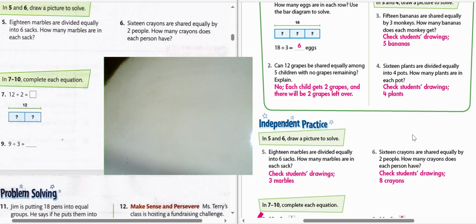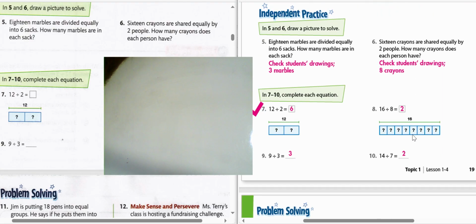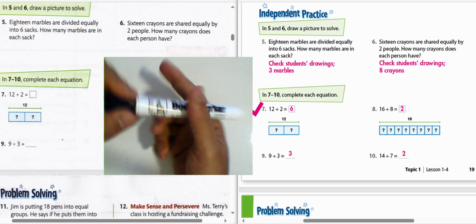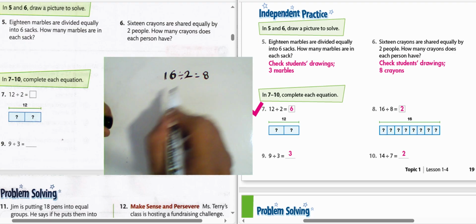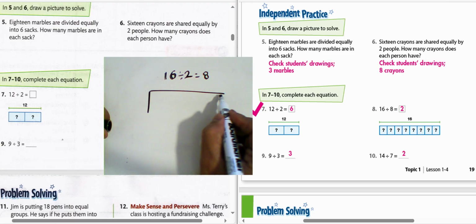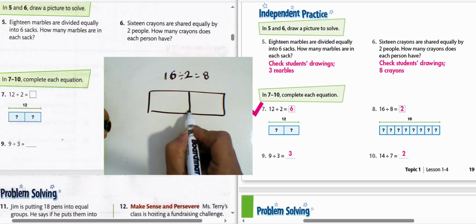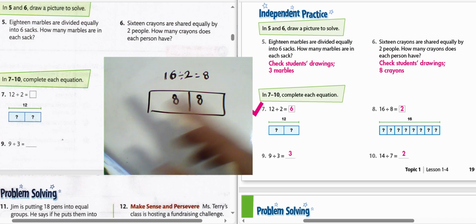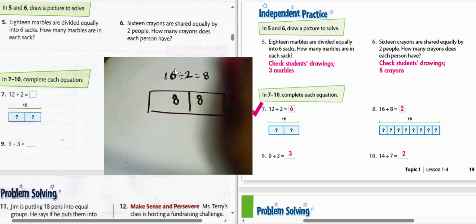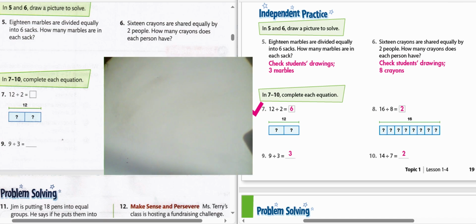Question number 6. 16 crayons are shared equally by 2 people. How many crayons does each person have? We can divide 16 by 2. 16 divided by 2 equals 8. You can divide this into 2 parts and each part contains 8. Okay, understood. Next question.